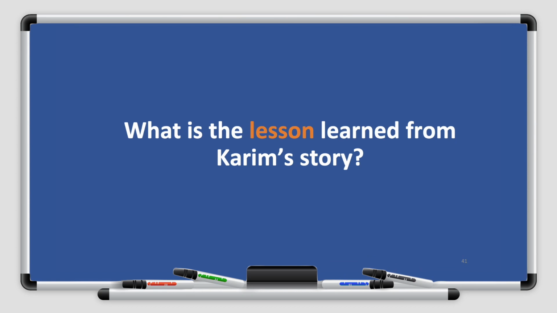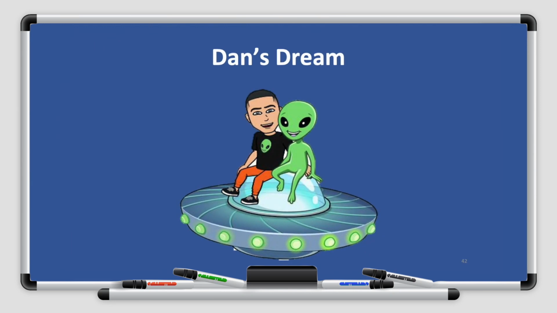What is the lesson learned from Karim's story? We learned that by being kind like Karim, we receive the kindness and love of other people. But by being stingy, like the baker, we will receive hatred and we will lose the respect and love of people around us. Now let's move on to the third story, Dan's dream.